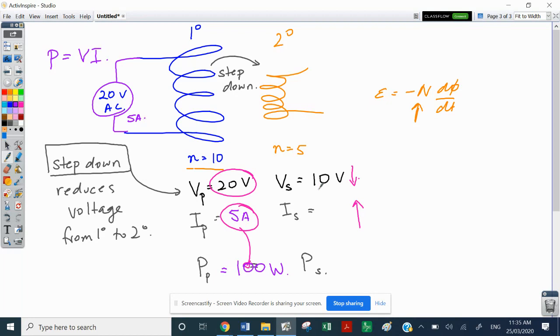Now, going over to our secondary coil, if the power of the primary coil equals the power of the secondary coil, so there's 100 watts in our secondary coil. So this has still got 100 watts in it. So there's no power loss. There's 100 watts here and 100 watts there. That means that this number, that's the 10 volts, multiplied by this number here, must equal 100 watts. If that is the case, then this must be 10 amps.